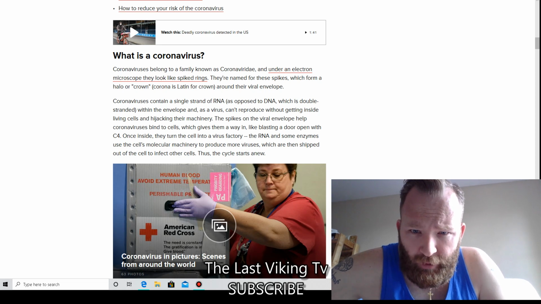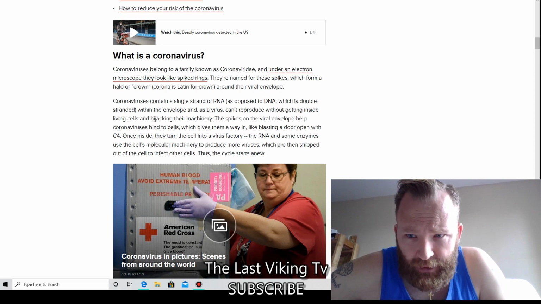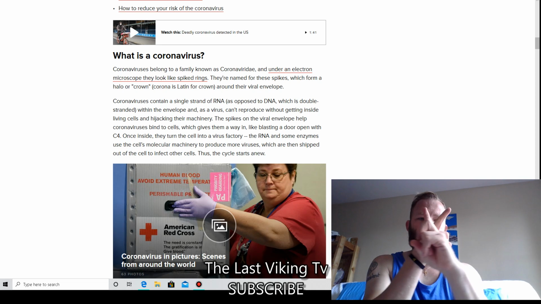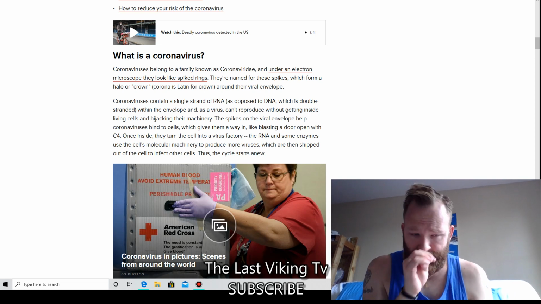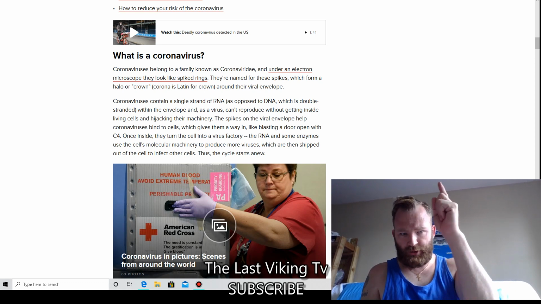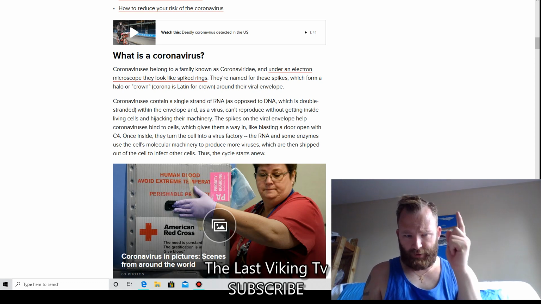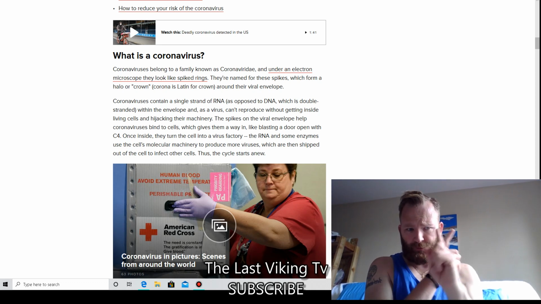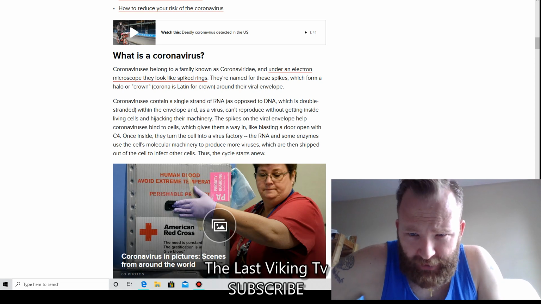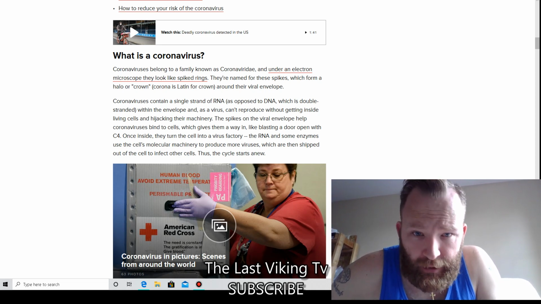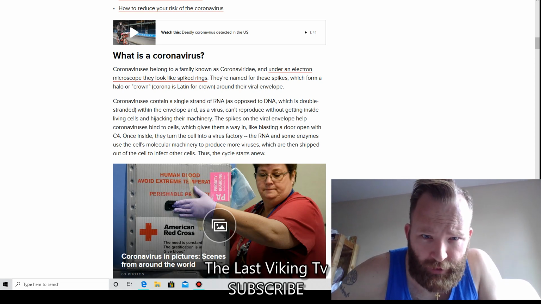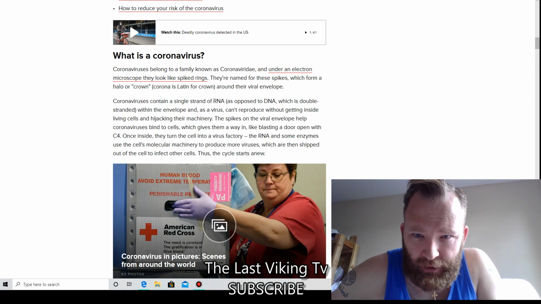Coronaviruses contain a single strand of RNA, as opposed to DNA, which is a double strand. So the helix for DNA goes crisscross like this and around each other. That's what creates our DNA. RNA is just one strand. Not two. So the coronavirus contains a single strand of RNA within the envelope, and as such, can't reproduce without getting inside living cells and hijacking their machinery.